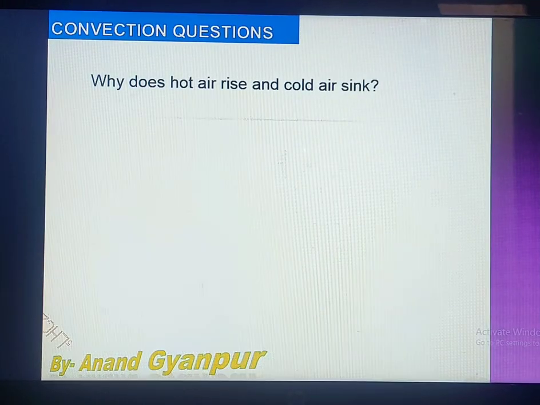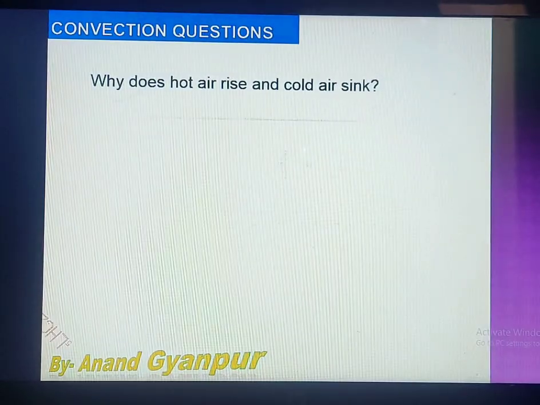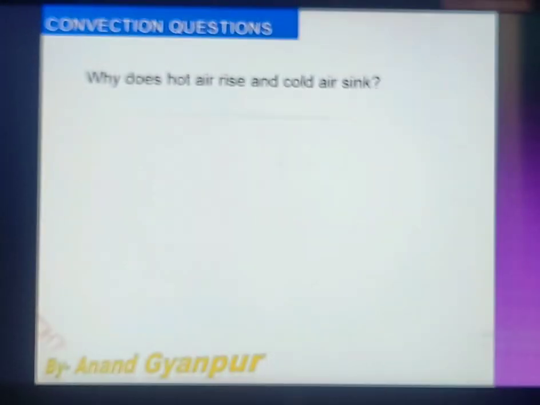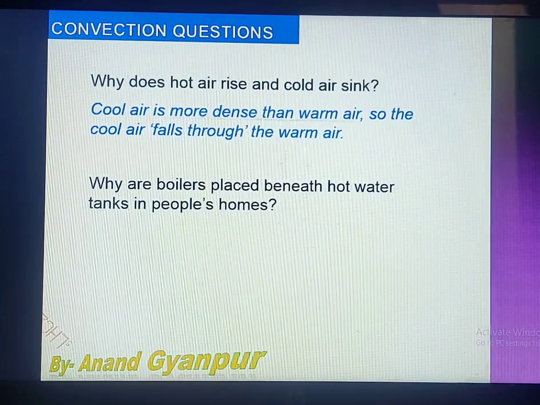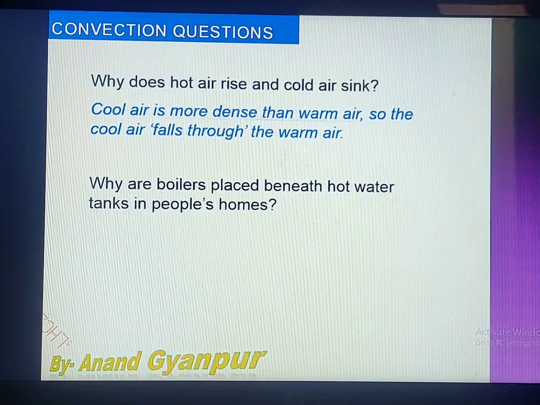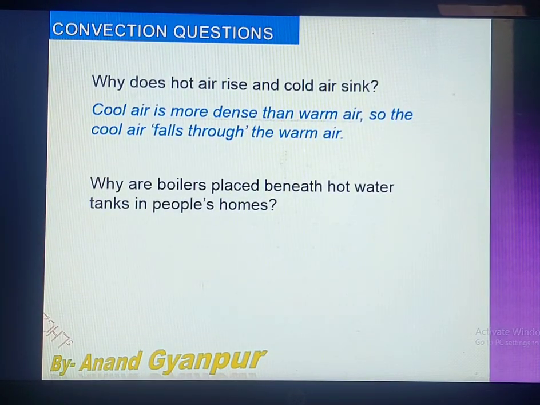Okay, now some questions related to convection. Why does hot air rise and cold air sink? As we discussed, cold air is more dense than warmer air, so the cold air falls through the warm air. As we discussed in the refrigerator example, the hot air comes up and the cold air goes down, because cold air is more dense than warm air.